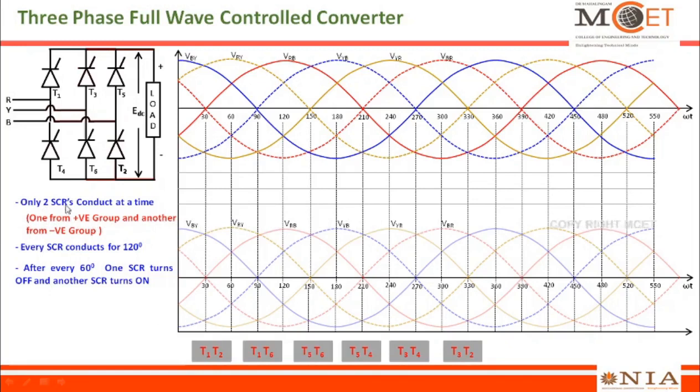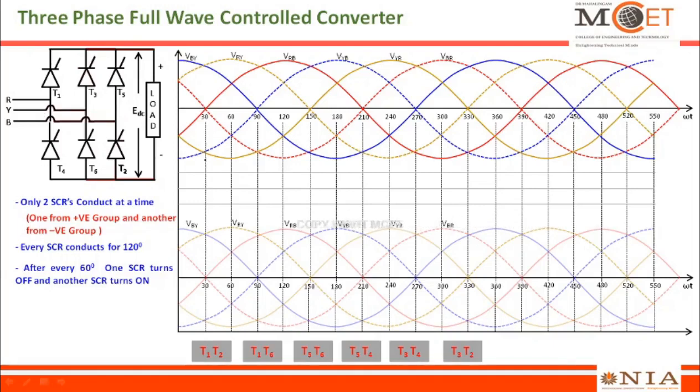Only 2 SCRs will conduct at a time. Of the 6, only 2 will conduct at a time, probably one from the positive group and another from the negative group. Each SCR will conduct for a duration of 120 degrees. The third condition is that after every 60 degrees, one SCR turns off and another SCR turns on. These 3 points are important to understand its operation very clearly.